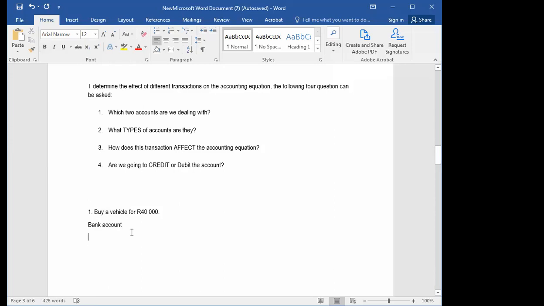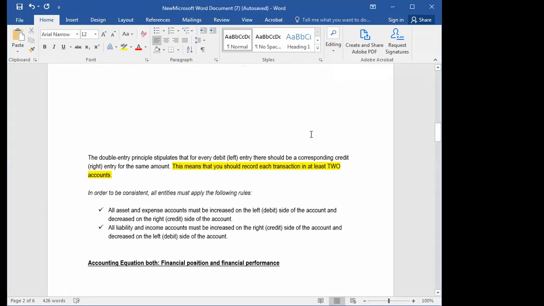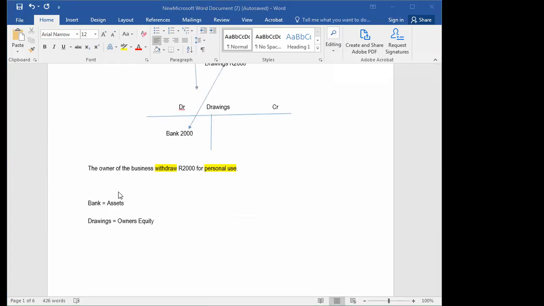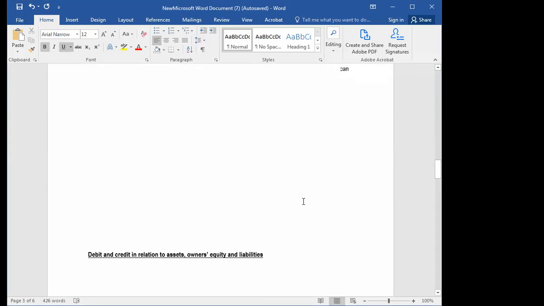I want to show you something. It might happen in your transaction that only one element of the financial statements is affected, only assets. It can affect owner's equity and assets only, but not liabilities. And it can affect only assets. All right, let's go back into our transaction now.